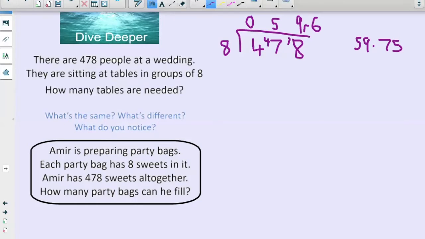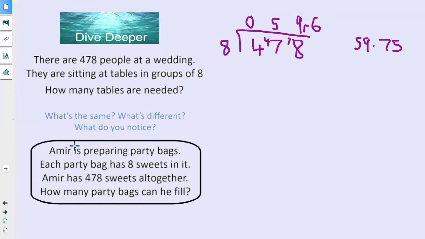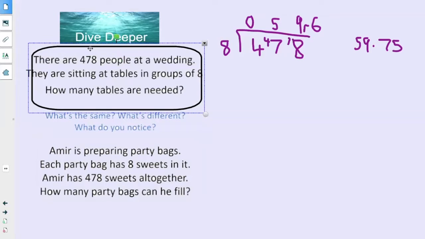Let's look more closely at the first question. So there are 478 people at a wedding. They are sitting at tables in groups of 8. How many tables are needed? Now, I don't know about you guys, but we can't really have at a wedding 59 remainder 6 tables. We would need to round up and have 60 tables.